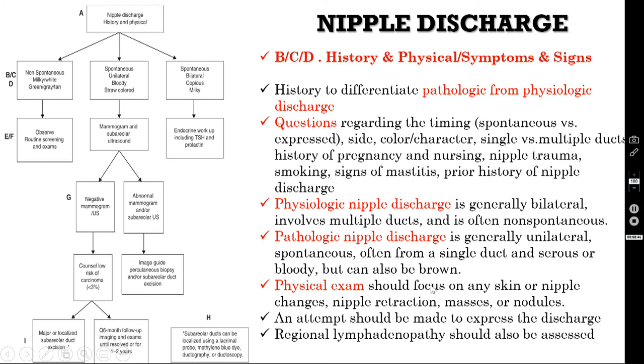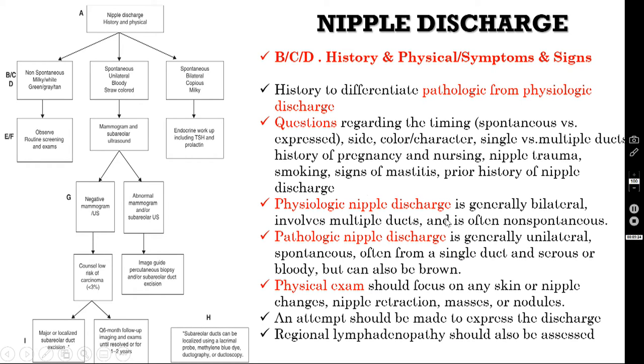Physical examination should focus on any skin or nipple changes, like any ulcer, Paget's disease, eczema, all those things you have to see. And you have to look for any retraction of the nipple, any underlying mass in the areola or in the breast tissue, or any nodules. You have to make an attempt to express the discharge. If it is not coming spontaneously, you have to press circumferentially around the nipple areola, and see while pressing which area.